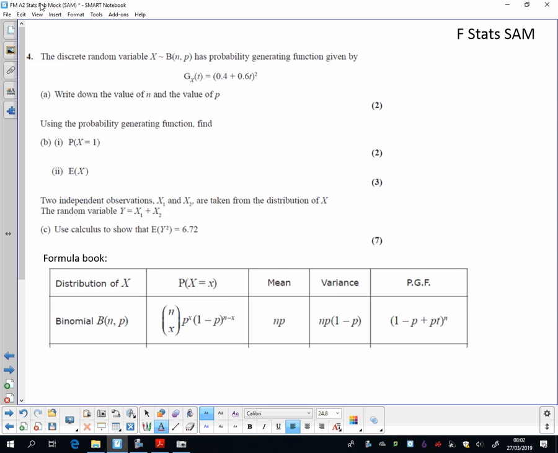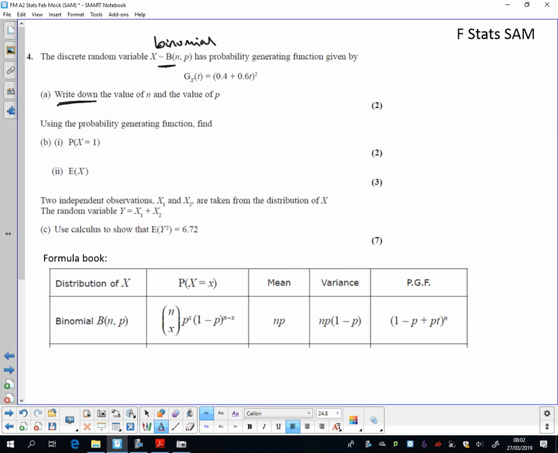This question is about probability generating functions, and for this you can use some of the formulae in the formula book. It starts out by telling us we've got our random variable. Here we're saying this is binomial. That's the notation for binomial. It's got this probability generating function, and part A says write down the value of n and p. A bit of a hint: with "write down", it should be something we can do very easily.